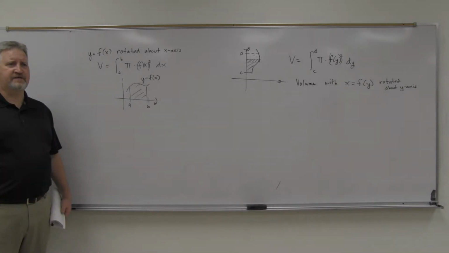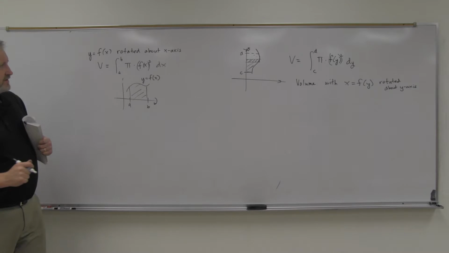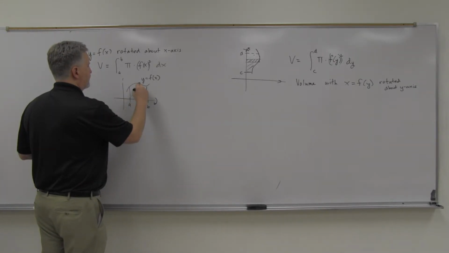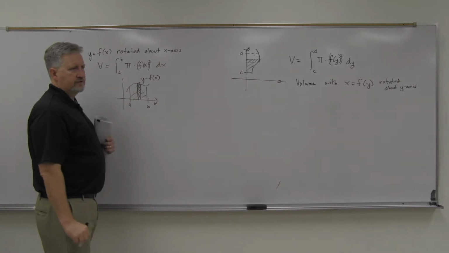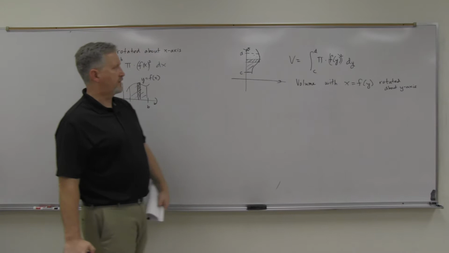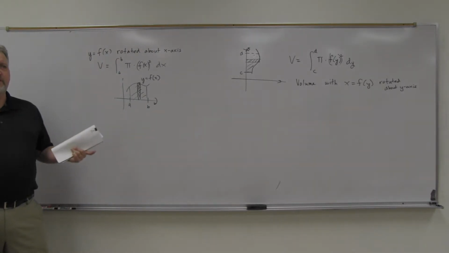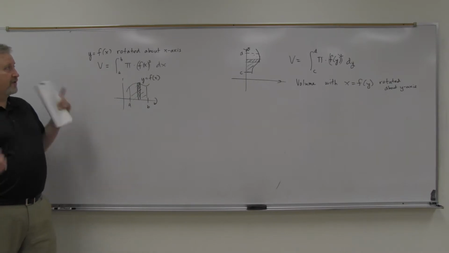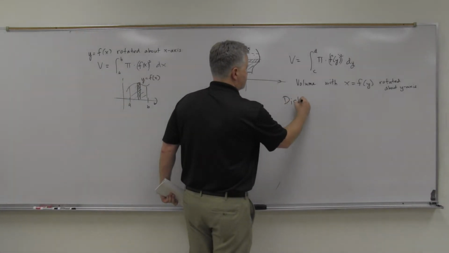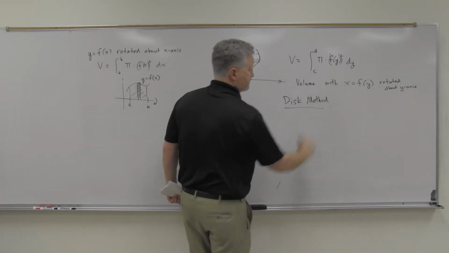And I'll do one of those in just a second, but let me point out while I've got both of these up here. This one I'm integrating with respect to x, so the typical rectangle is this. This one I'm integrating with respect to y, so the typical rectangle is that. I pointed this out last time, but once again, notice both of these are the disk method, but this one is rotated about the y-axis.